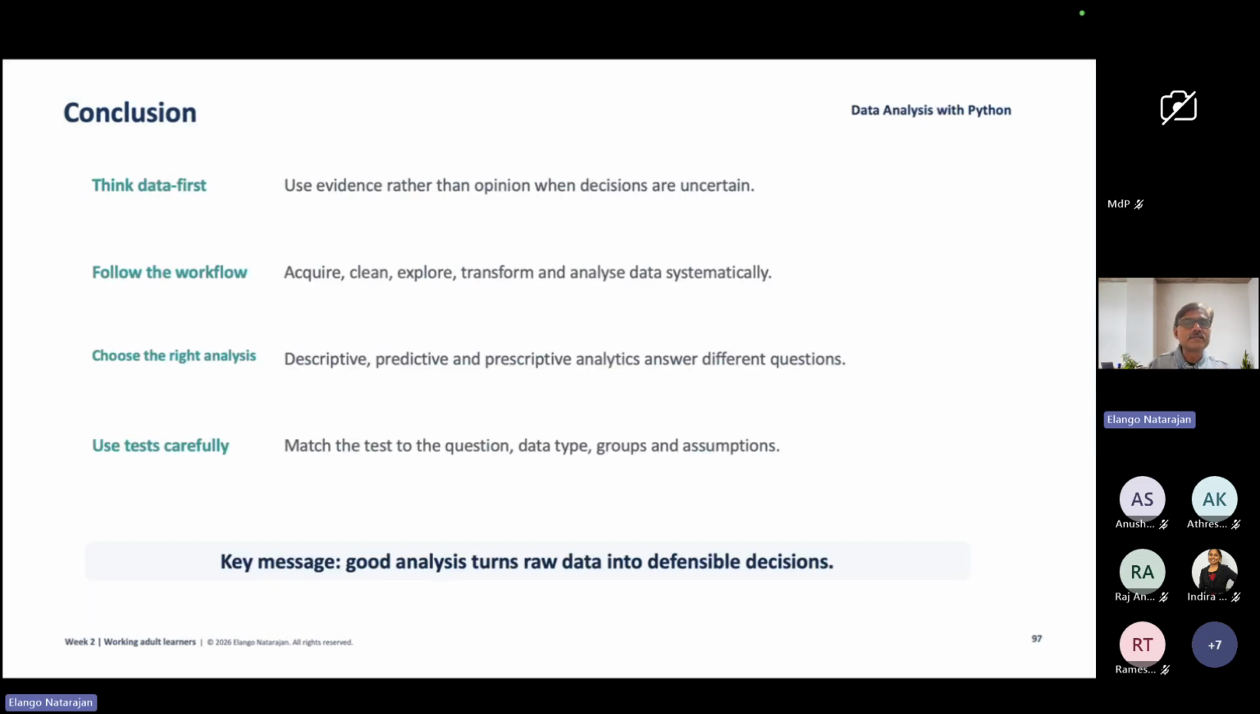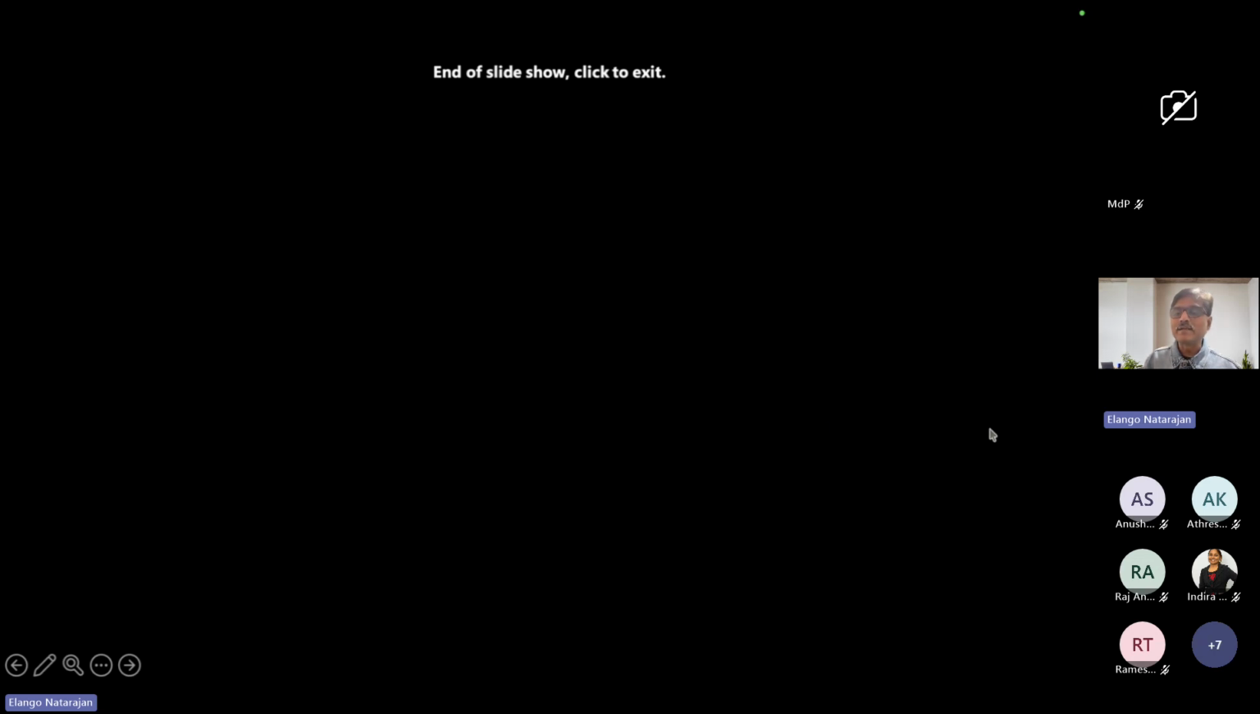Okay, the conclusion is, when you get the data, please see the data first, and check the data completely. You follow the workflow, then you choose the right analysis method, then you do testing to understand your data, because good analysis turns raw data into defensible decisions. If you do not follow this way, then your decision may not be right, or it may not be defensible. All good. So the week 2 slides are complete.